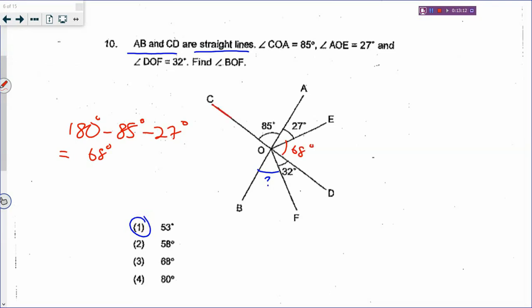Okay, so first of all, there's a straight line. So angle on the straight line is 180. And then there is another straight line over here. So angle on this straight line is also 180.